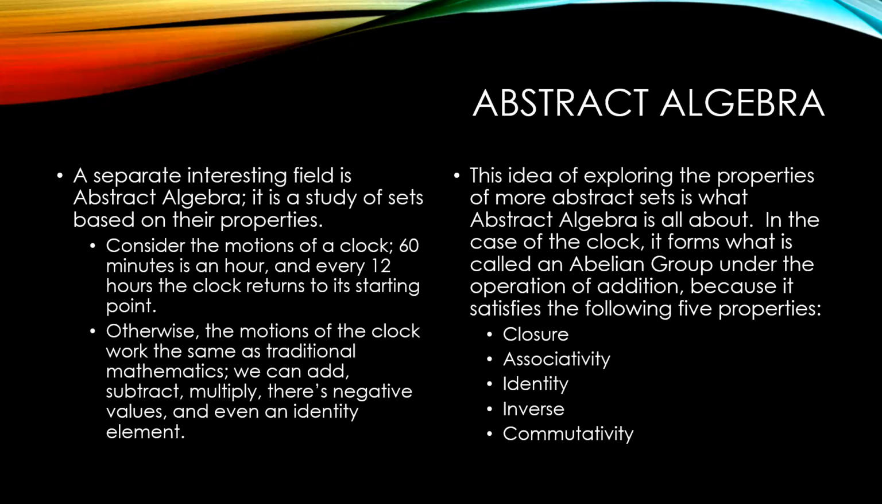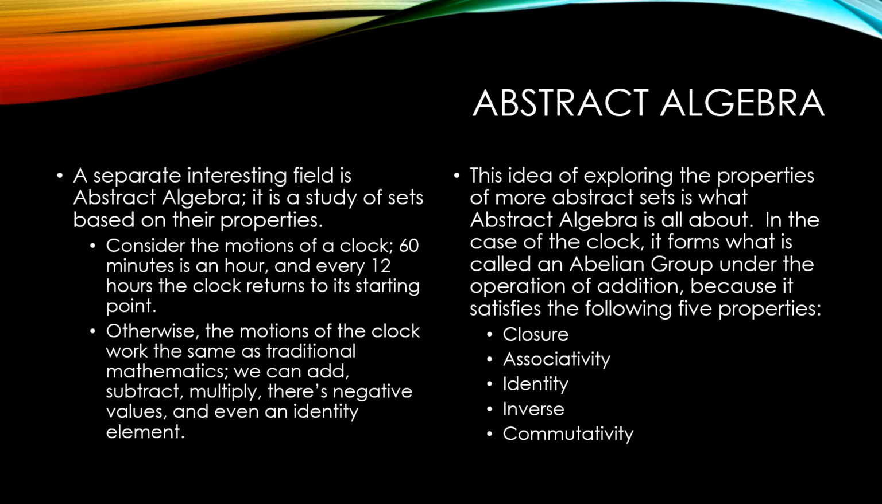And so consider the motions of a clock. 60 minutes is an hour, and every 12 hours, the clock returns to its starting point. Otherwise, the motions of the clock work the same as traditional mathematics. We can add, subtract, multiply, there's negative values, and even an identity element. For instance, if you wanted to get from 1 o'clock back to 1 o'clock, you could add 12 hours and you would be back on the 1 on the clock.